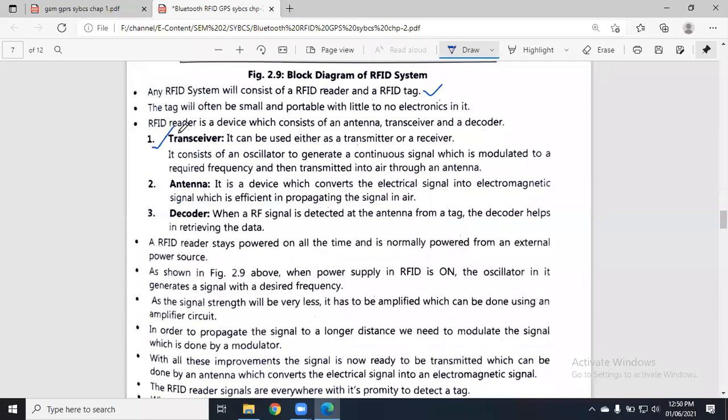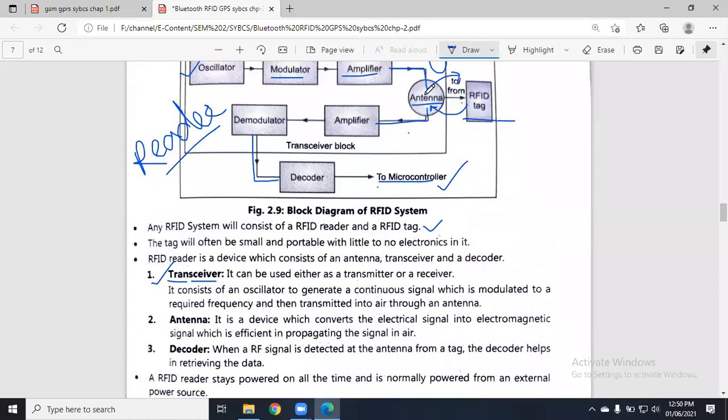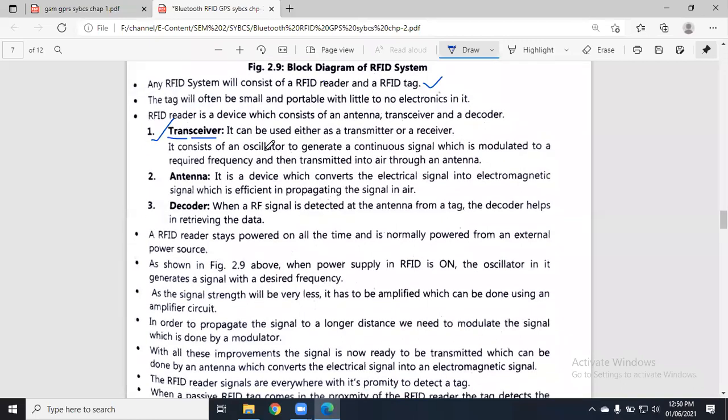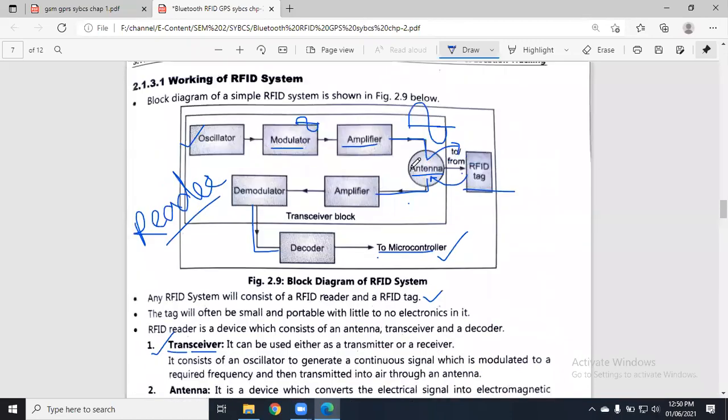Now the transceiver means transmit as well as receive. Both the functions are done by this antenna. The antenna is going to transmit the information as well as receive the information. After that, the oscillator generates a continuous signal which is modulated to the required frequency and then transmitted into the air with the help of the antenna.